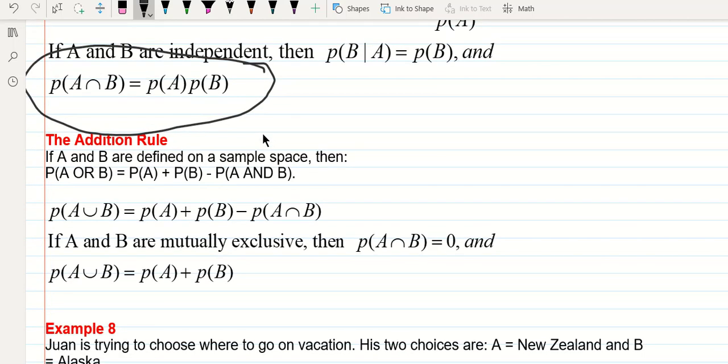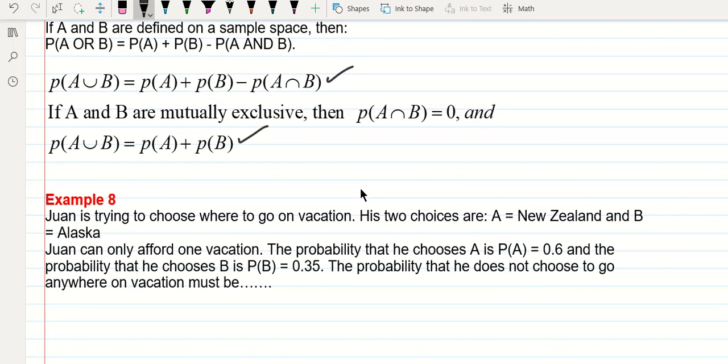The addition rule is about the same thing. If A and B are defined in the sample space, the probability of A or B means we would add the probability of A plus the probability of B and subtract the probability of A and B. And again, if A and B are mutually exclusive, so the probability of A and B equals 0, then we would use this formula right here. Okay?